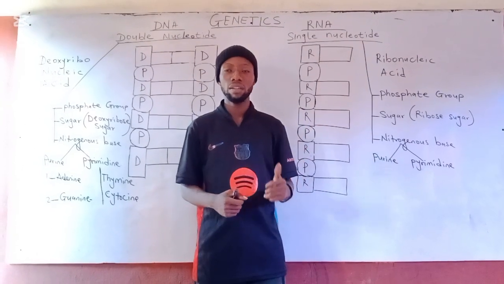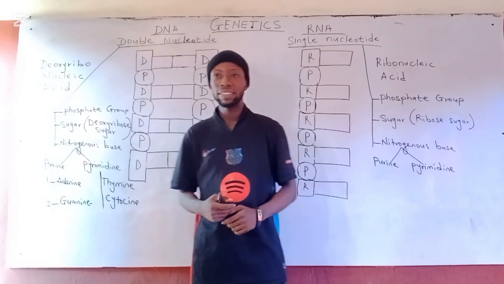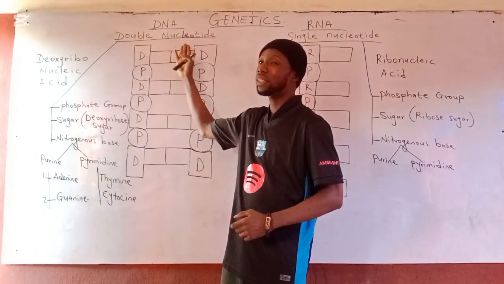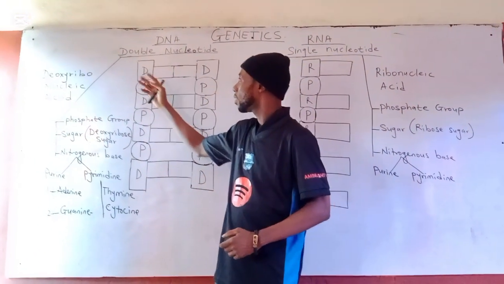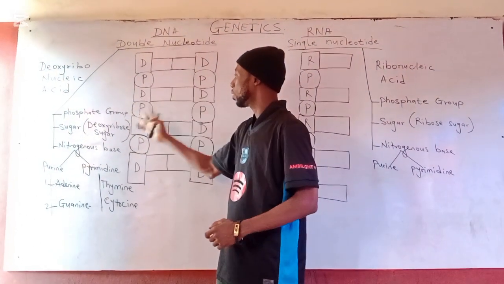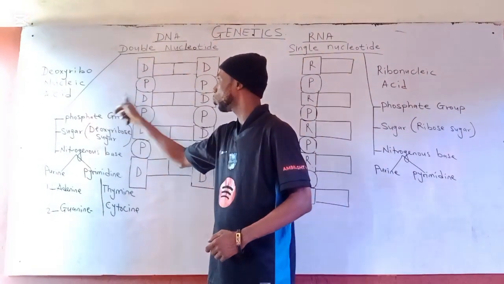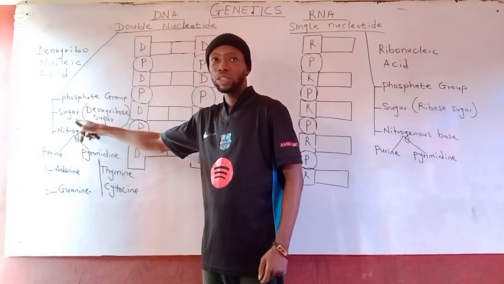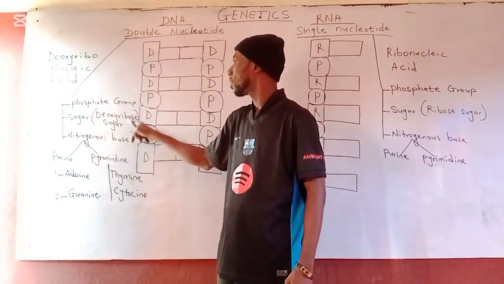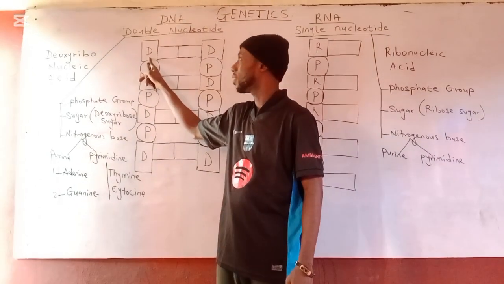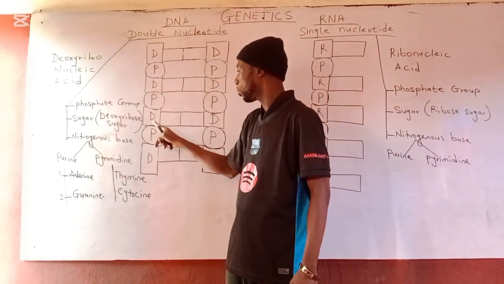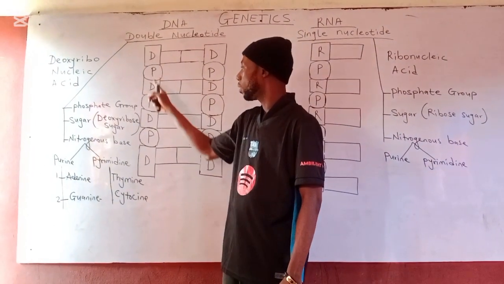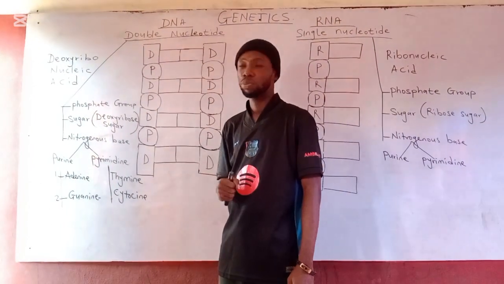of RNA. Now let's look at the structure of DNA. DNA has double nucleotide, and each of these nucleotides consists of a phosphate group. This is the phosphate group. It also consists of sugar, and the sugar in DNA is the deoxyribose sugar, which is represented with letter D. These are the sugars, deoxyribose sugar. Then the P is the phosphate group.